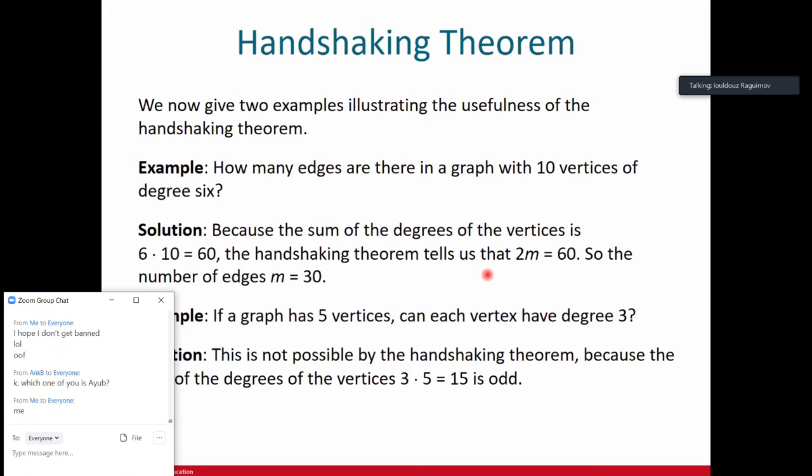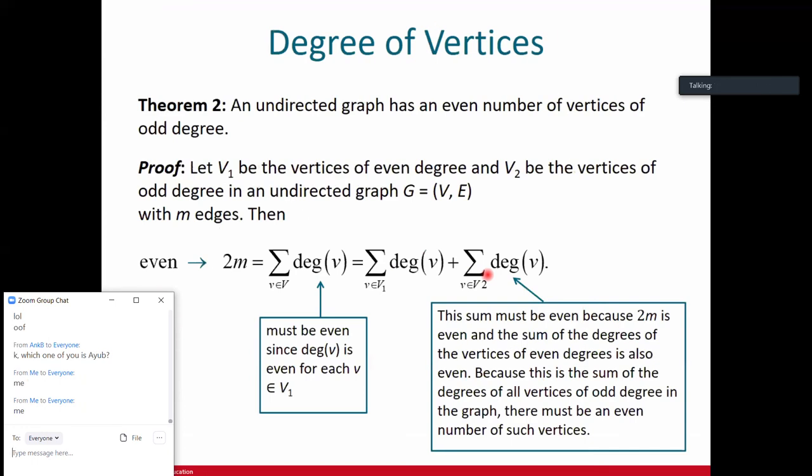Okay, can I go to the next slide? Okay. Theorem 2: an undirected graph has an even number of vertices of odd degree. This is the statement. It follows directly from the handshaking theorem. Every undirected graph should have an even number of vertices of odd degree.